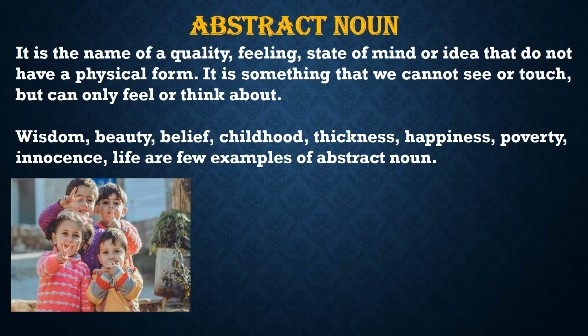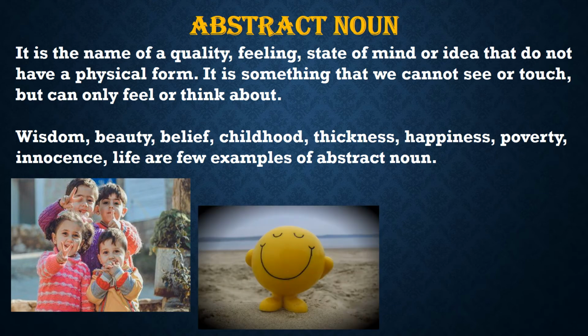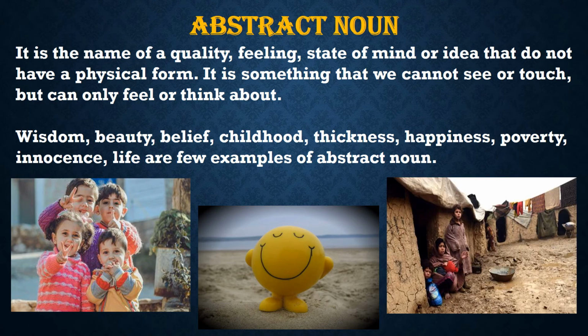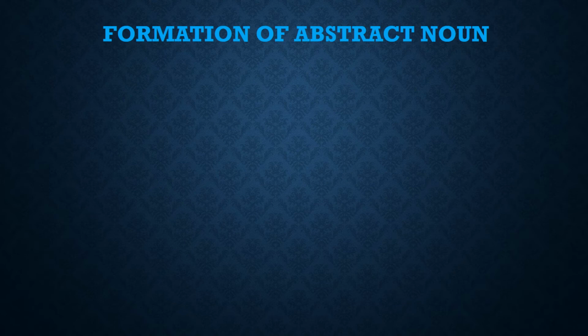So here you can see that children are looking over here, meaning childhood is here in this picture. Here you can see that happiness is here. In the next picture, you can see that poverty is here. By watching the picture, you can see or you can feel the thing, right? So there is a formation of abstract nouns with different kinds of words.